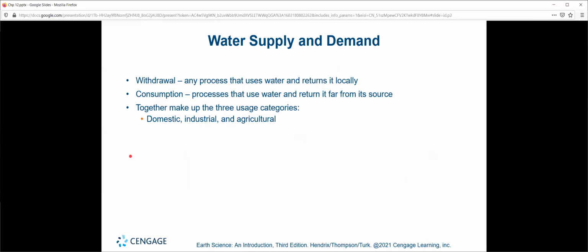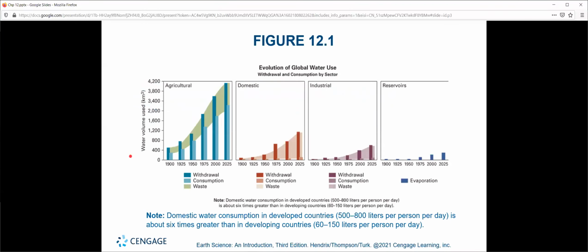And let's go back real quick to our definitions. Withdrawal is when you use water and return it locally, i.e. return it to the source from which you drew it. Conversely, with consumption, the water does not return from whence it came. So we are defining waste in this example as water that is taken out, used, and then not put back in, via, how should I phrase this, via a synthetic water cycle, if you will.